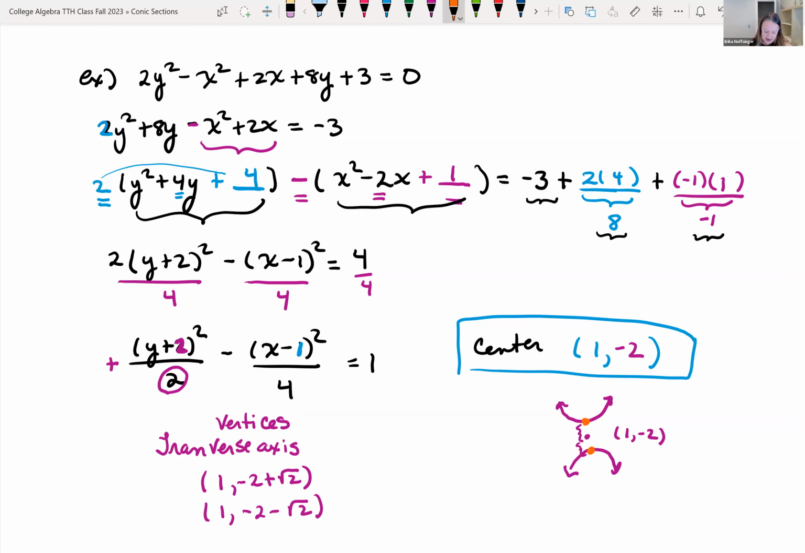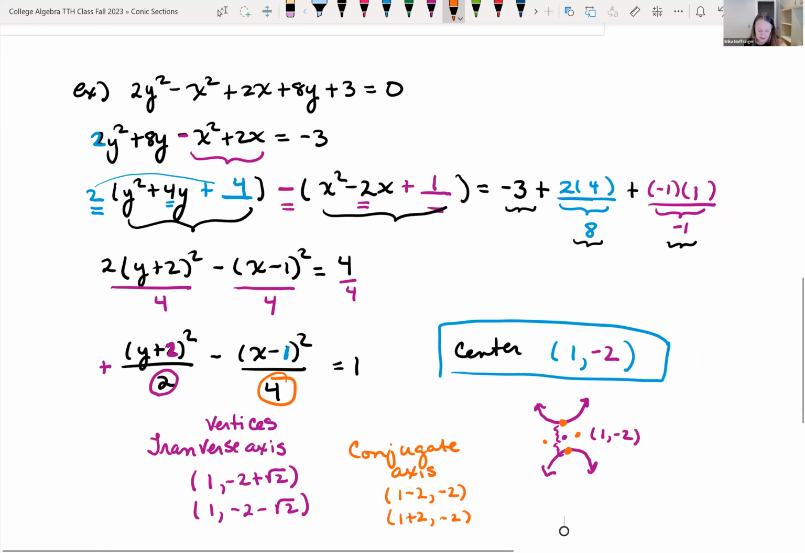So my conjugate axis, so look at the negative value. So the number in the denominator is 4. So I'm going to go left and right. And that is 2, square root of that. So left and right affects the x value of my center. So 1 minus 2, comma, -2, and 1 plus 2, comma, -2.